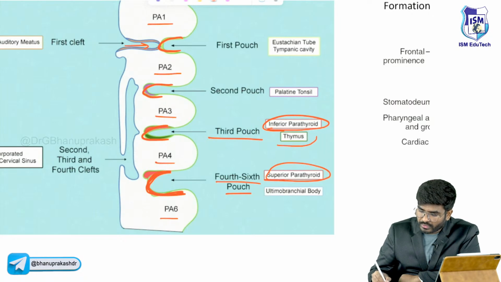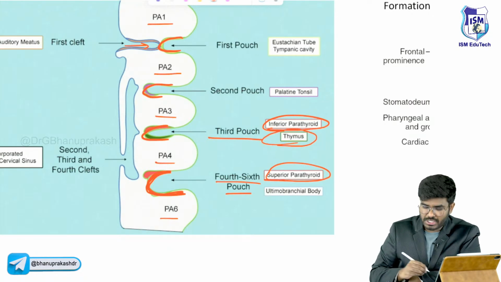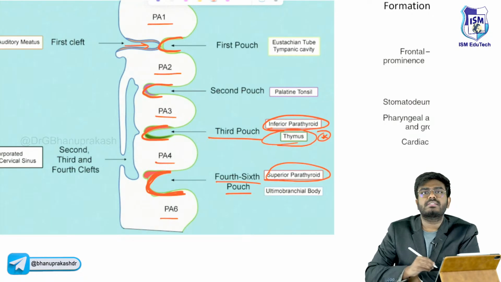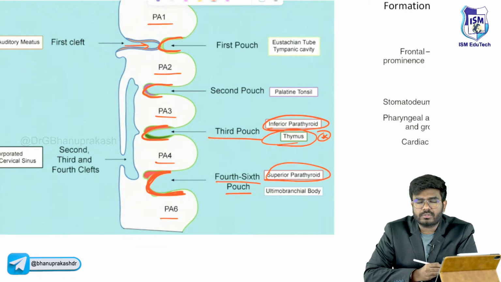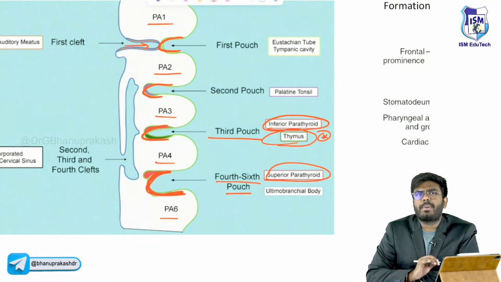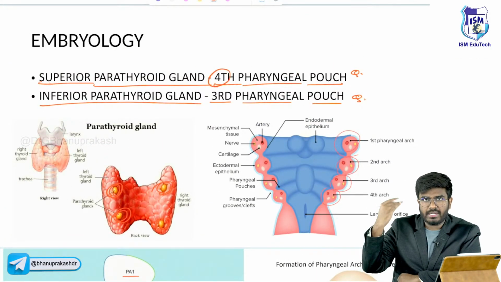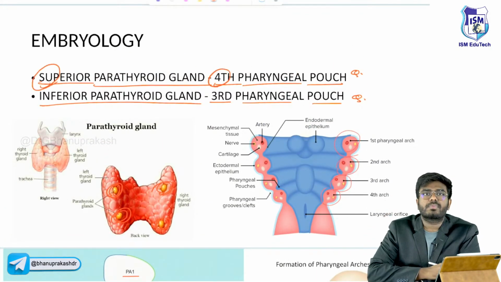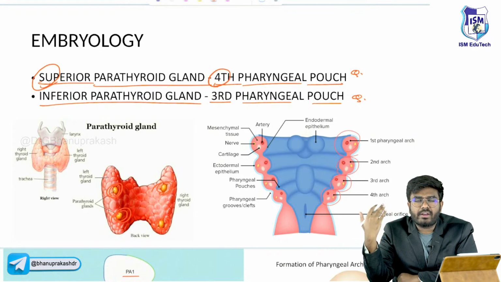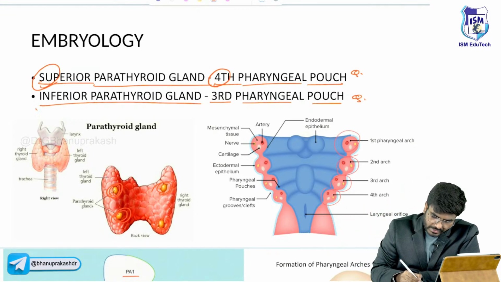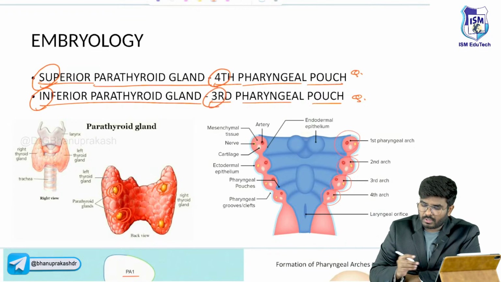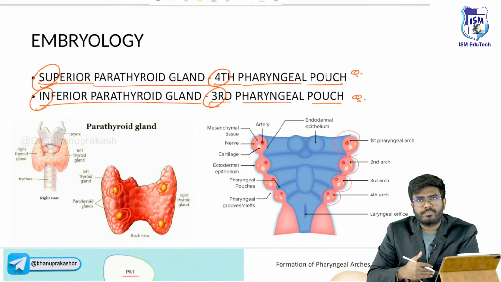Don't forget, from the 3rd pouch, the thymus also develops. So the parathyroid glands are derived from the 3rd and 4th pharyngeal pouches. I remember it like this: 4 is the bigger number, so superior. The superior parathyroid glands are derived from the 4th pharyngeal pouch, and inferior means the smaller number, the 3rd pharyngeal pouch. So 3 and 4, superior and inferior, simple.